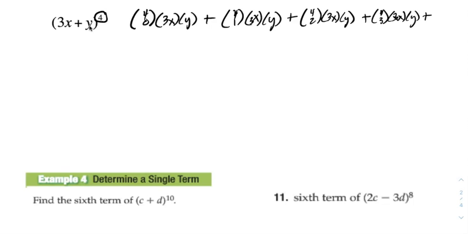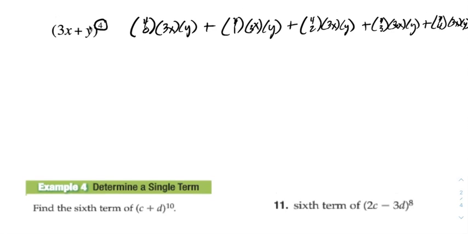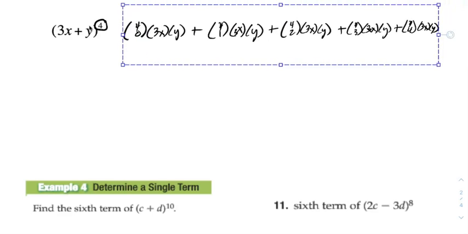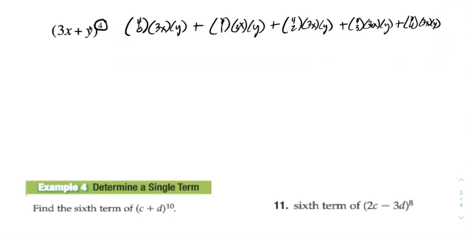A little sloppy again. And then 4 over 4, 3x and y. A little sloppy at the end, I ran out of space. Let me make it a little smaller so that we can all see it. There we go. Okay. So like that, right?